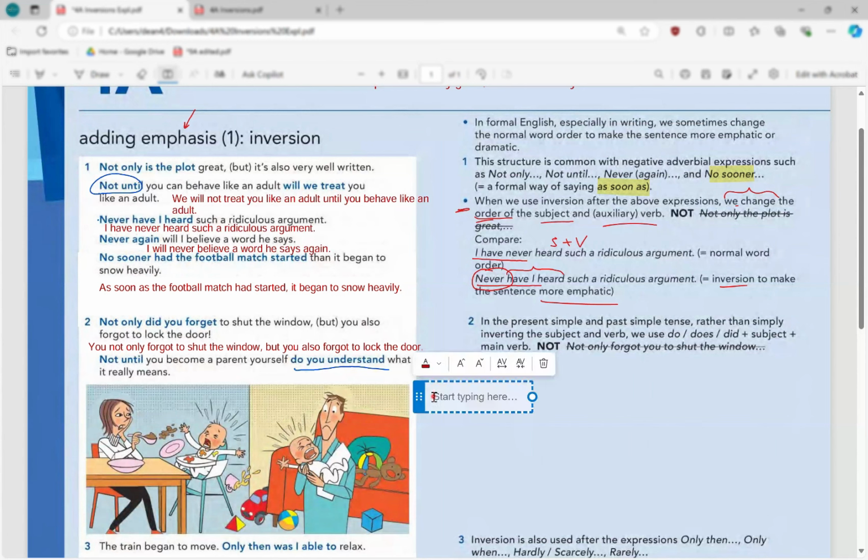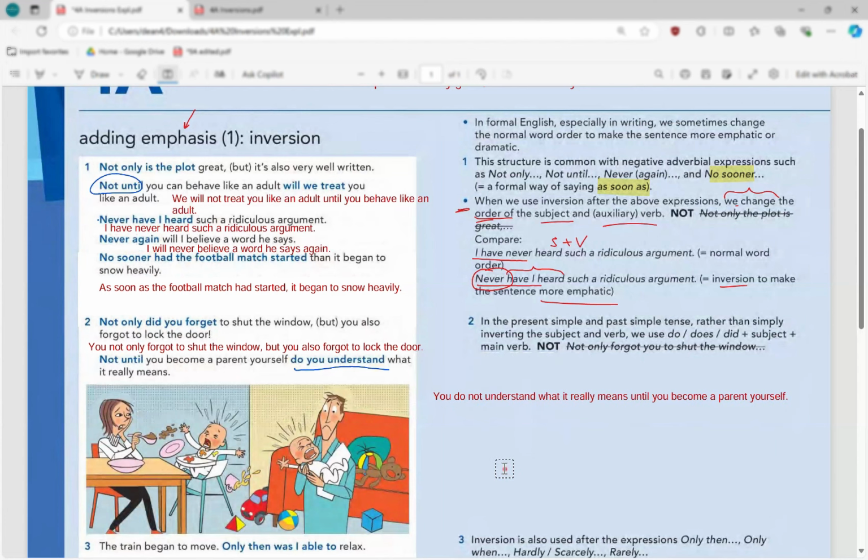I'm going to write here. Look, you don't understand what it really means until you become a parent yourself. You see, you don't understand what it really means until you become a parent yourself. So here, when I want to make inversion, right? So let's make do not.